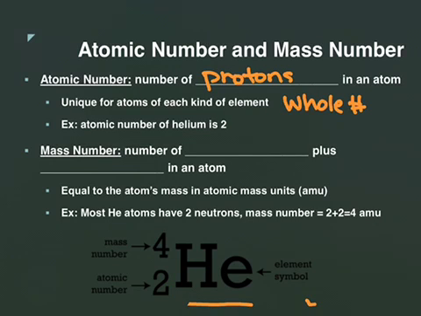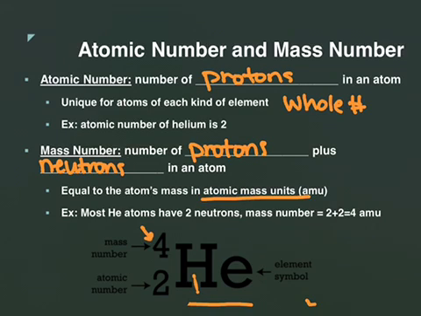The mass number is the number of protons plus the number of neutrons. And this is equal to the atom's mass in atomic mass units. So the mass number, a lot of times you'll see it written in this top left corner, and the atomic number is written right below it. And so most helium atoms have 2 neutrons, so the mass number is 4 from 2 neutrons and 2 protons to give us a total of 4 AMU.